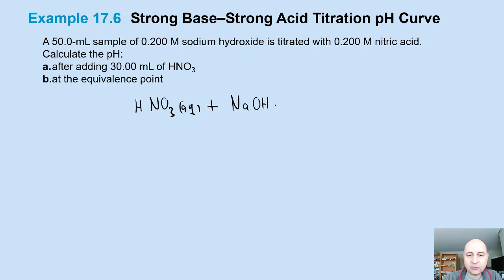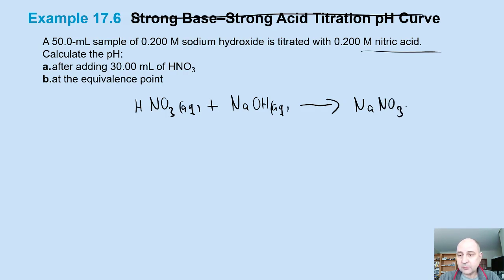which are both strong, and that's for you to recognize. I may not tell you that that's what it is. I'm just going to say, hey, a sample of 0.2 molar sodium hydroxide was titrated with 2 molar nitric acid. You need to recognize that both of those are strong and that we produce sodium nitrate and water in this neutralization reaction, and that our resulting salt does not act as an acid or a base.